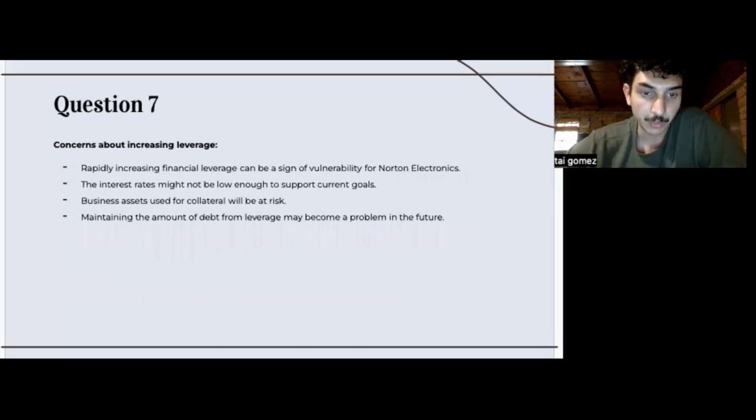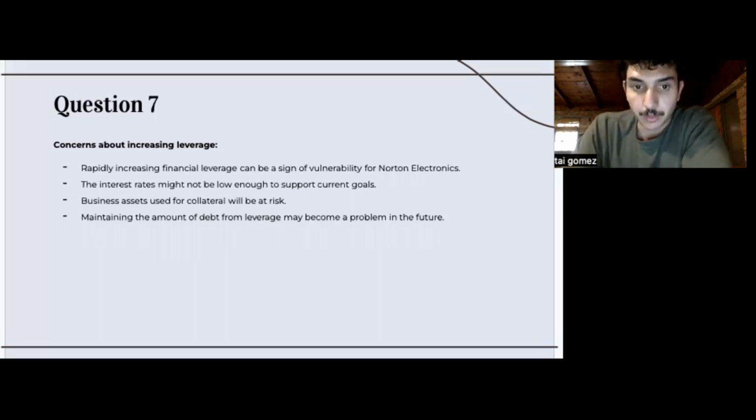And question number 7 is basically just what are some of the concerns that come from increasing leverage? So our first point is rapidly increasing financial leverage can be a sign of vulnerability for Norton Electronics. The next one is interest rates might not be low enough to support current goals. And the third one is business assets used for collateral will be at risk. And lastly, maintaining the amount of debt from leverage may become a problem in the future.